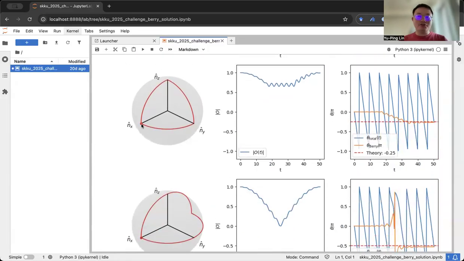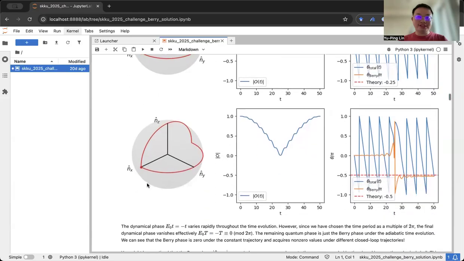And if we now go through a trajectory like this, going from positive x to positive y to positive z, then back to positive x, we will see that the Berry phase will accumulate to -1/4. And lastly, for this kind of trajectory, we will see that the Berry phase will go to -0.5. So an important question is, how is the Berry phase related to the trajectory?